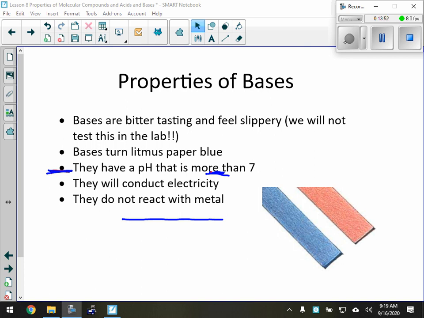So bases and acids both should conduct electrical current. The biggest difference between a base and an acid is probably what? pH, right? So that would be an easy way to tell. They will conduct electricity, and they do not react with metals. If we put a strip of magnesium in there, for example, you're not going to see any reaction, or a very, very quick reaction anyway. It might take some time, but it's not going to be immediate like it would be with an acid.